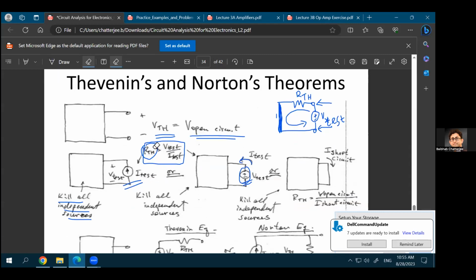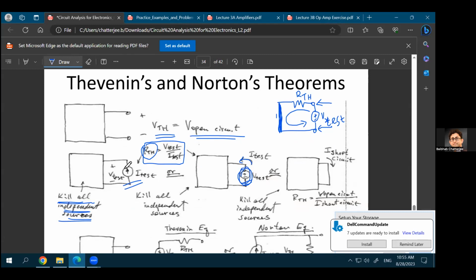So that's the general process that you will follow to find out the Thevenin voltage and the Thevenin resistance. And this is just one way that I mentioned that you can find out the Thevenin equivalent resistance. That is by placing a V test at the output. Before that, kill all the independent voltage sources or current sources. Place this V test, measure how much I test is going in, and your Thevenin equivalent resistance will be V test over I test. Similarly, you can do the dual of it.